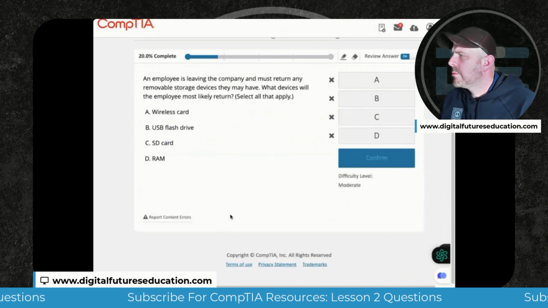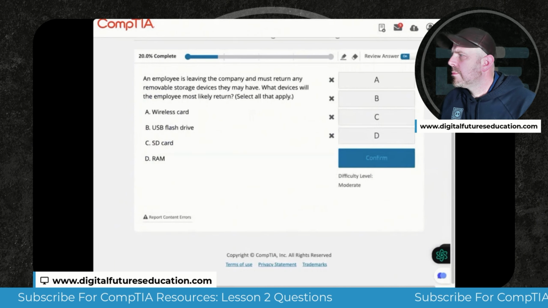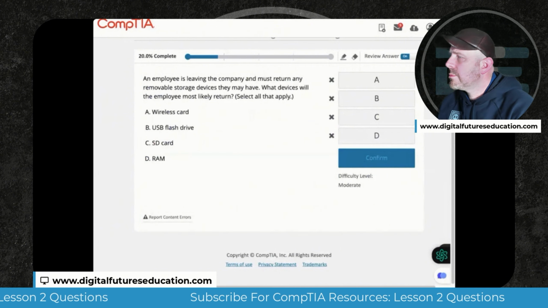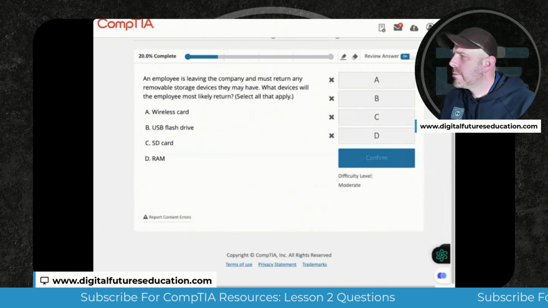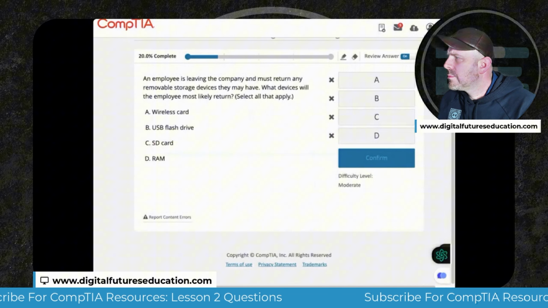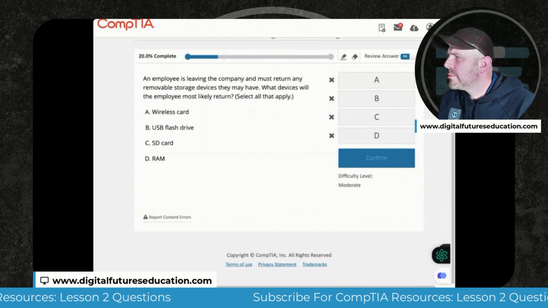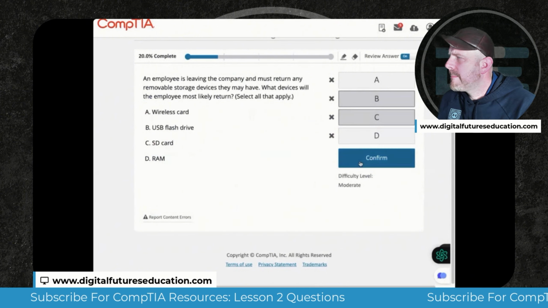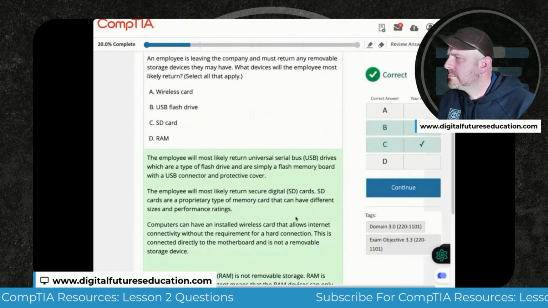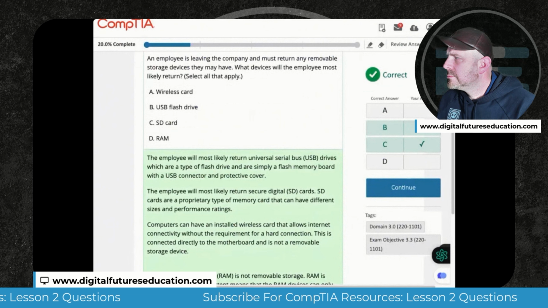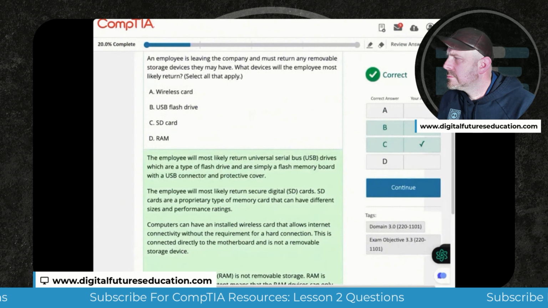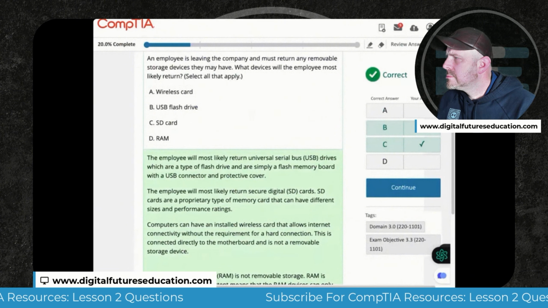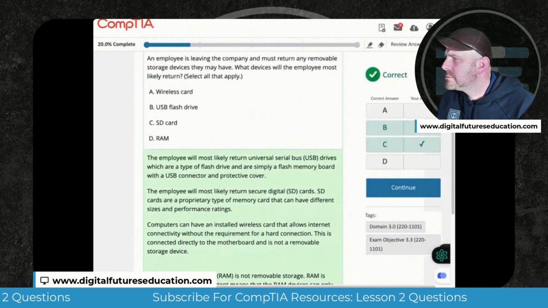An employee is leaving the company and must return any removable storage devices they may have. What devices will the employee most likely return? Select all that apply. So we have more than one. Jackie said B and C. Anyone else in the B and C family? We'll go with that. Correct. The employee will most likely return universal serial bus drives, which are a type of flash drive and are simply a flash memory board with a USB connector and protective cover.